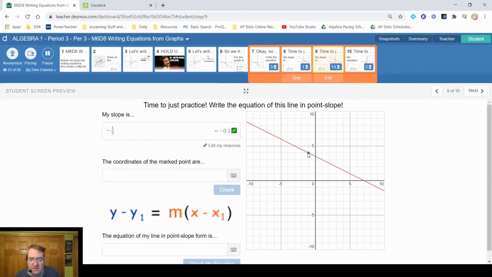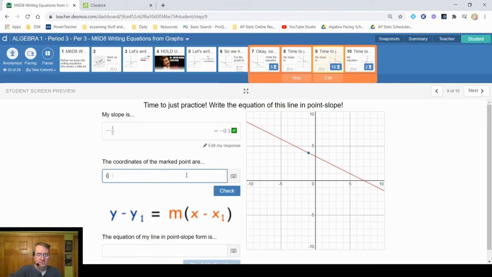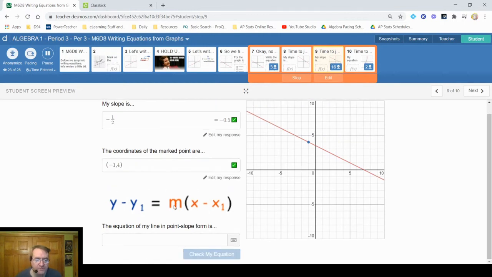Coordinate point is this. Okay, it's that one. So that means I'm going over -1. I'm going to go up 4. So that is going to be -1, 4. So that's fine. Let's check that. Booyah. Yay. And now I'm just going to, instead of writing everything out, I'm just going to type it as I go. So I'm going to have y minus, what is my y coordinate? I'm going to look up here at my point. My y coordinate is 4.